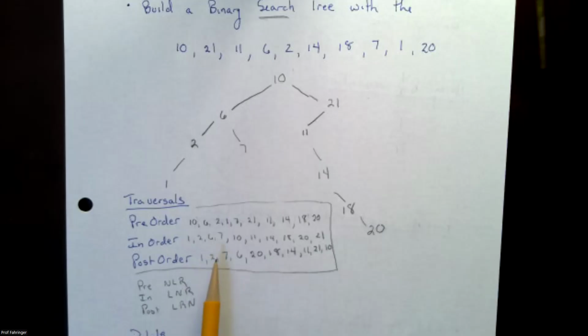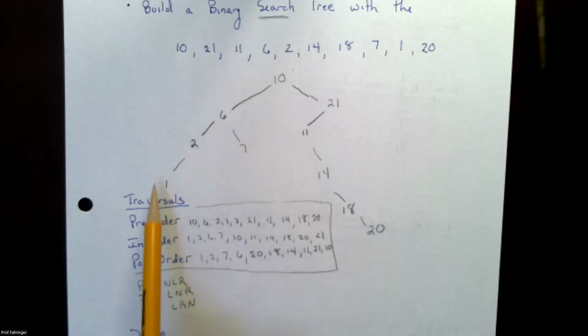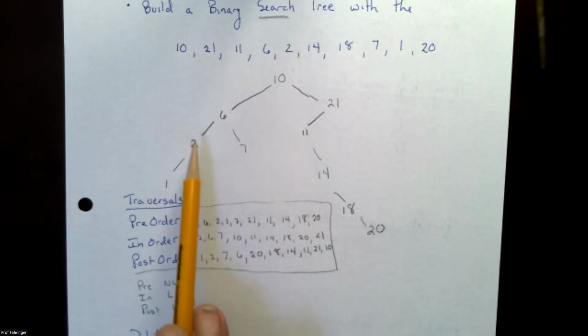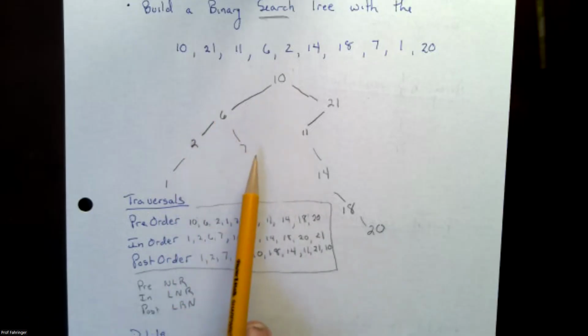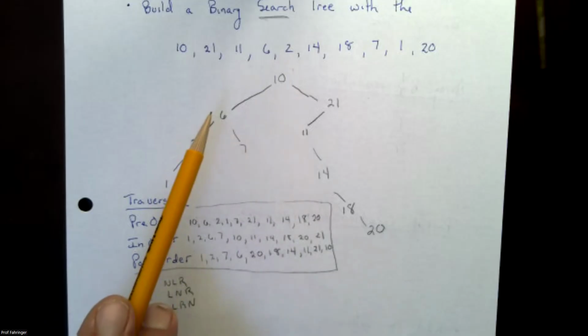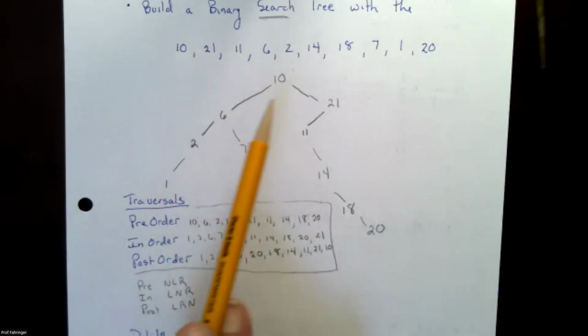Post-order is the left, then the right, then the node. I go to the left, I go to the left, I go to the left. There's 1. Then I go to the right, it's nothing there. So I get the node. There's 2. Then I go to the right, there is a 7. Nothing after that. So now I go back to the node. Now I have a 6. Now I go back to the node.